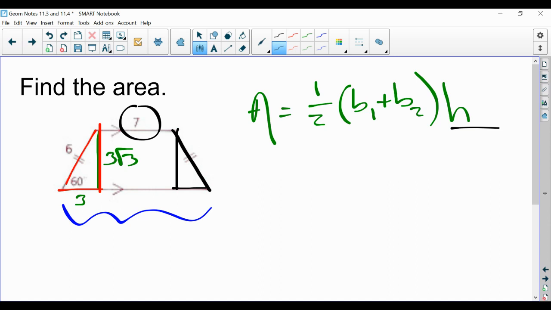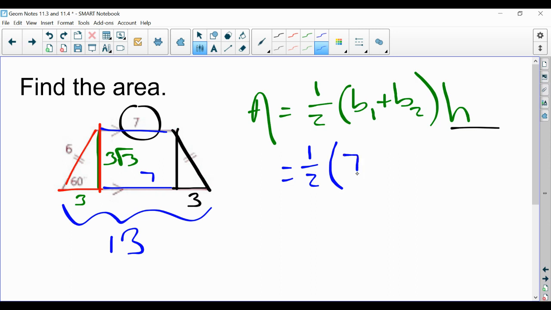So angle, side, the triangles are congruent. I'm going to get another 3 down there, which means that this part here in blue is 7, because it's a rectangle, so it matches the 7 that's up there. And now I can see that my second base is 3 and 7 and 3. That's 13. So my two bases are 7 and 13. I have everything I need to plug in.